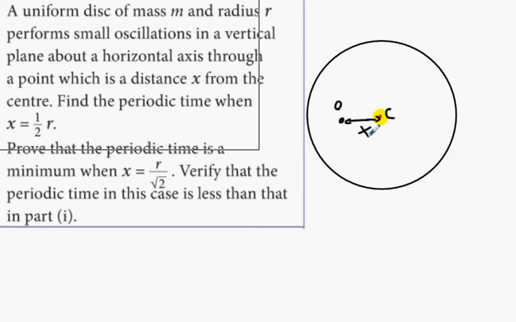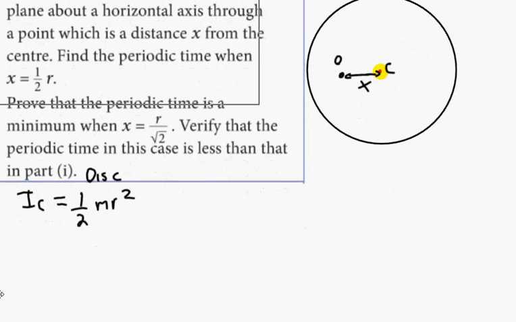Now, we'll call it I_C. What is I_C, guys? The disk around its own center. What's its moment of inertia? A half mr squared. Okay.